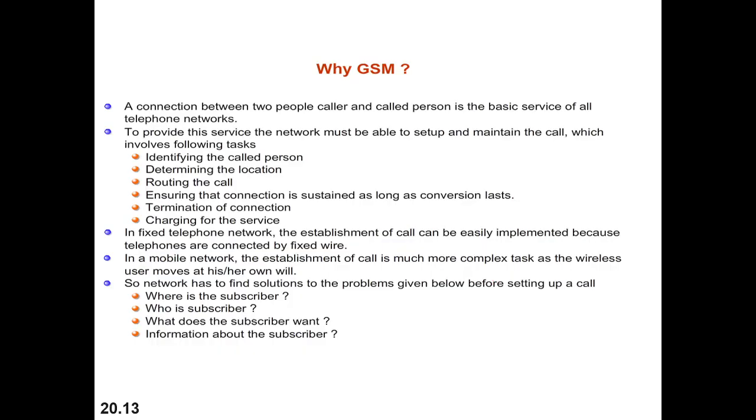So that's the case. Now let's get on with the fundamental questions when we go on with any mobile standard. In any telephone network, there is a caller and a callee, and there should be a connection established. That's a basic service that you need to provide. So you have to set up the call, and you have to maintain the call during its duration. In order to provide that service, you need to identify who is calling and where the called person is. You need to determine the location, route the call so that you can establish the connection, and then terminate the call. Depending upon the duration of the call, you have to charge for the service. So this is a typical service that you are expecting.